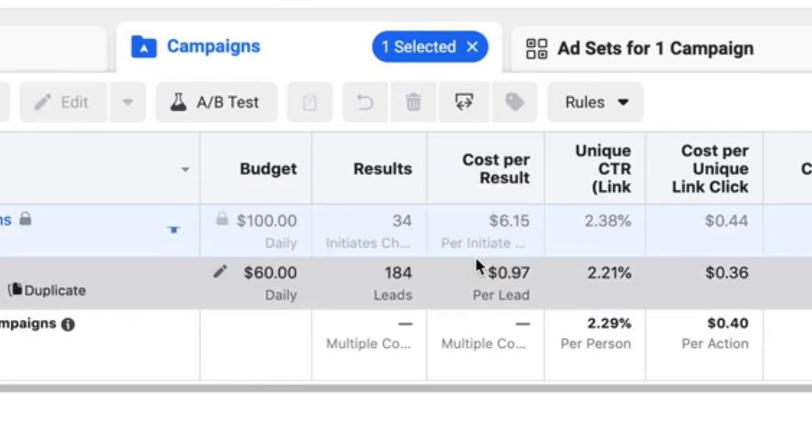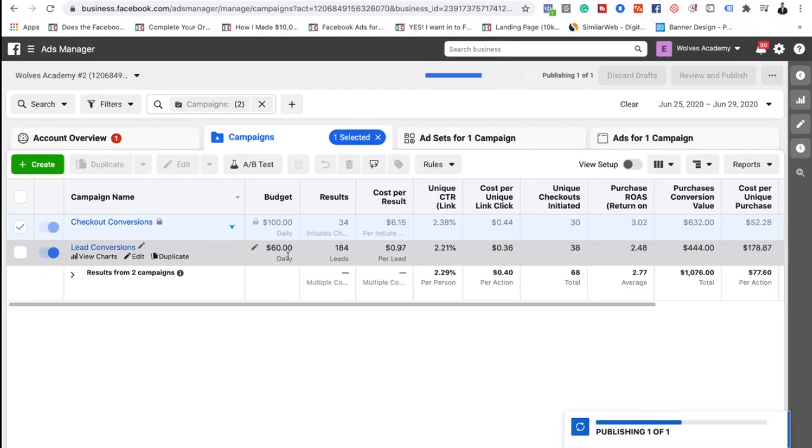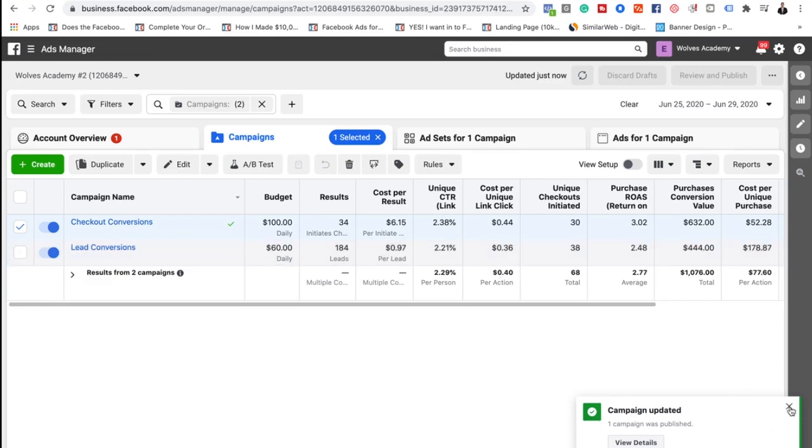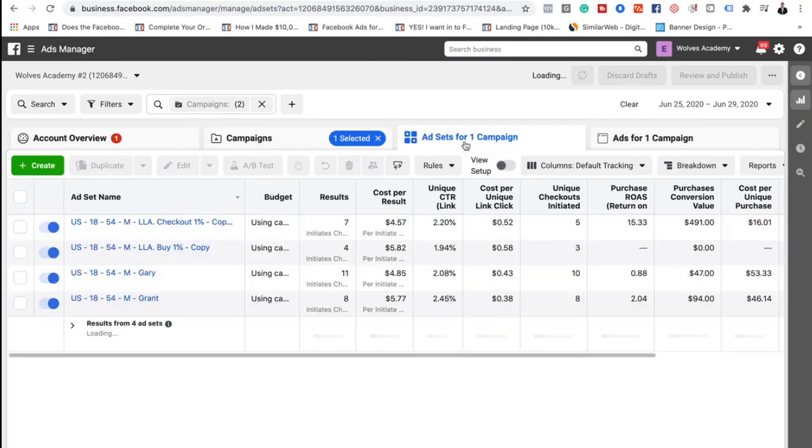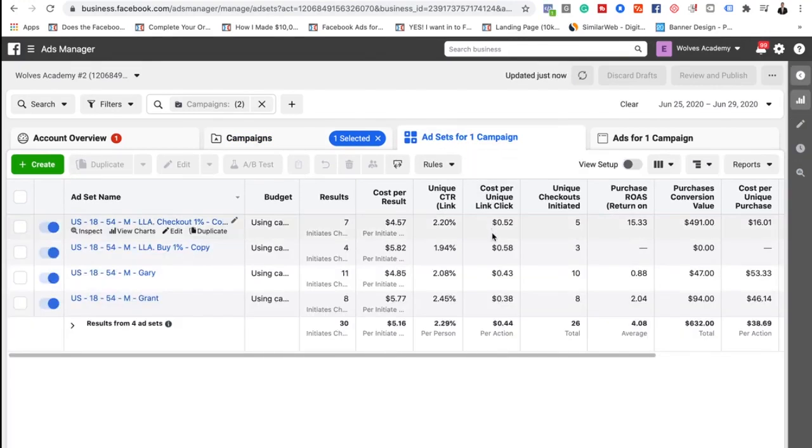And then what we're going to do is actually look into the data. So I'm gonna keep this one steady, I'm gonna keep spending $60 a day with that one. And then we're gonna look at some of the data. If we look at checkout conversions, I don't know if you guys remember the last part of the training, this is the one we just copied. The cost per checkout was about $11 cost per initiate checkout. And then we duplicated it, so that's why it says copy number 2.